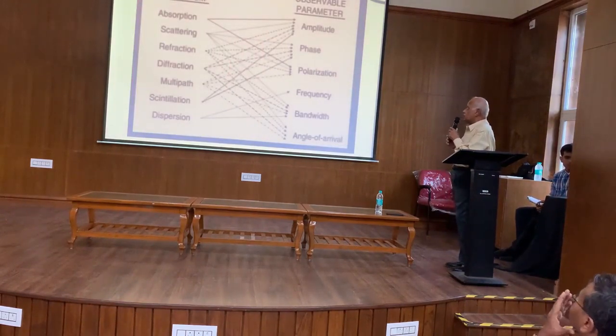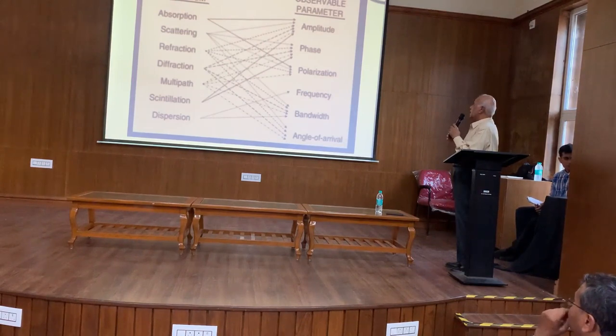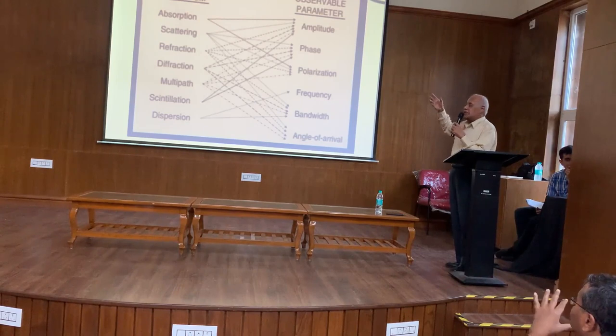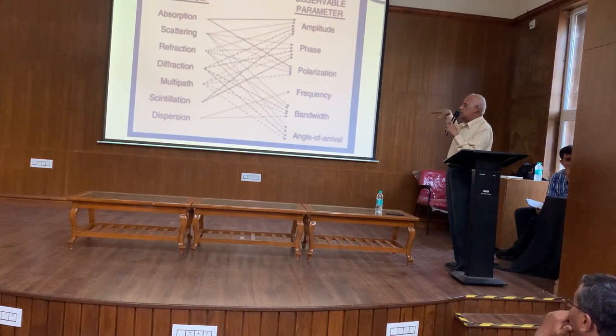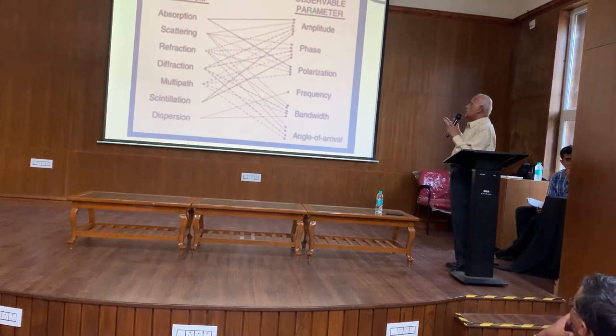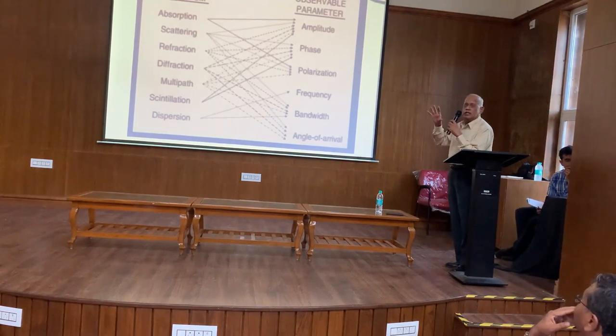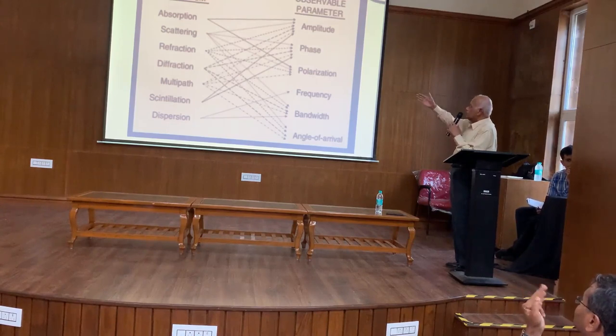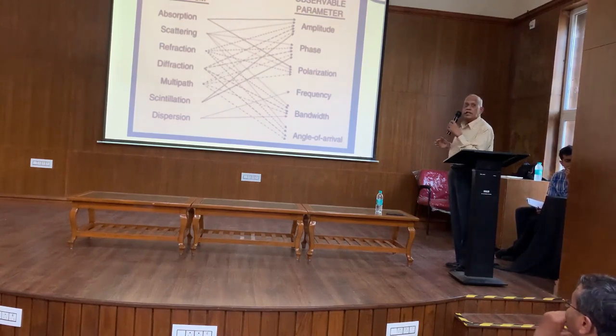Other propagation effects. Other than absorption, the RF signal can get scattered as it travels through the atmosphere because of dust particles and micrometeorites in the environment. It can get refracted and diffracted due to the thick atmospheric columns. And because of the refraction and diffraction, it can create a multi-path effect, with different paths.